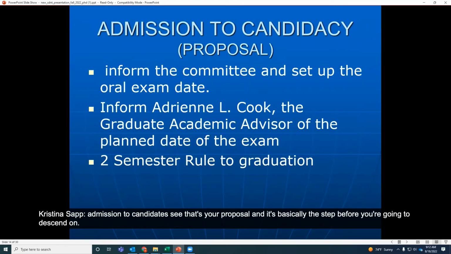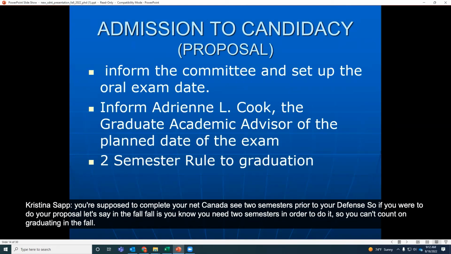Admission to candidacy, that's your proposal. And it's basically the step before you're going to defend. There's paperwork that your committee members must sign, and this has to be signed by all committee members. You're supposed to complete your candidacy 2 semesters prior to your defense. So if you were to do your proposal, let's say in the fall, you need 2 semesters in order to do it. So you can't count on graduating in the fall.